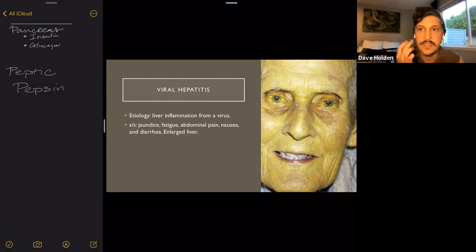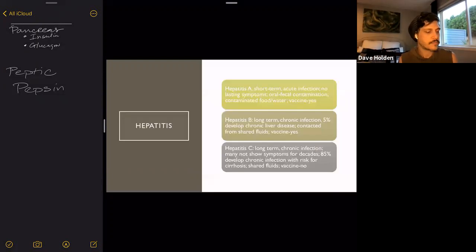The whites of your eyes, right? The whites of your eyes will also turn yellow. The whites of the eyes are called the sclera. So a yellow of the sclera. It's one of the diagnostic traits. So hepatitis is liver inflammation, and it's caused by a virus. Symptoms include jaundice, fatigue, abdominal pain, nausea, diarrhea, enlarged liver, right? Because it's inflamed. And hepatitis generally comes in 3 main flavors.